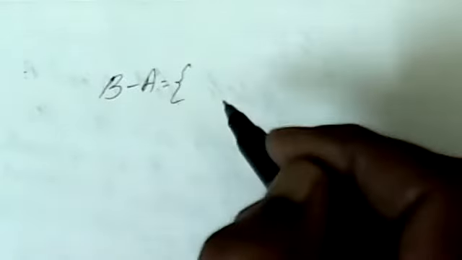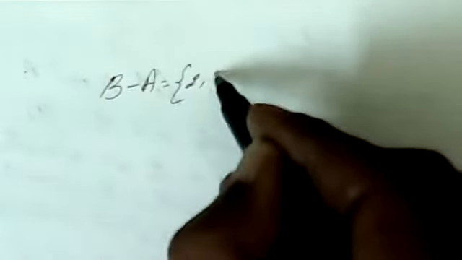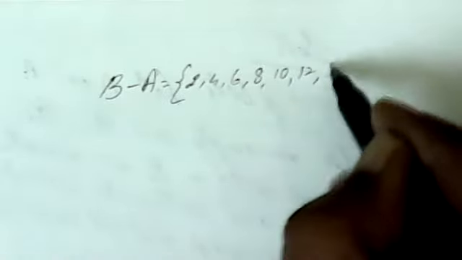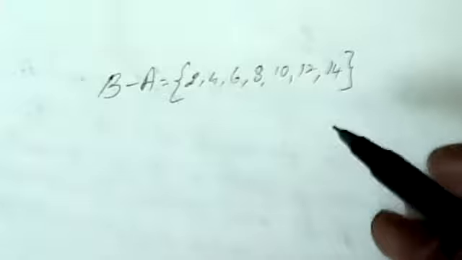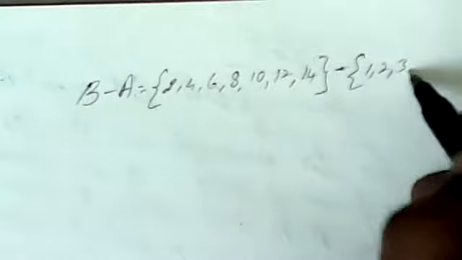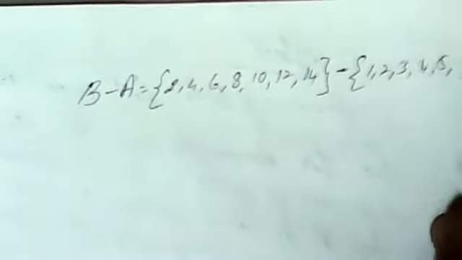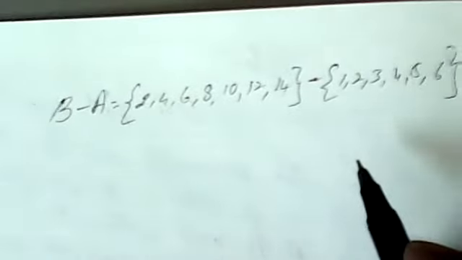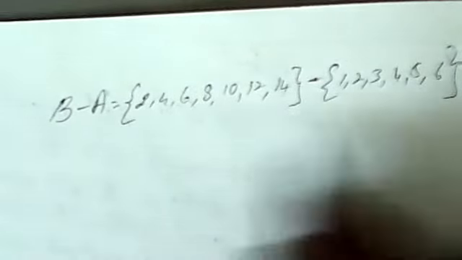Let us see for the same sets B minus A. How do we write the elements of set B? It is 2, 4, 6, 8, 10, 12, 14. These are the elements given in set B. And 1, 2, 3, 4, 5, 6 are the elements in set A. So let us find out B minus A.